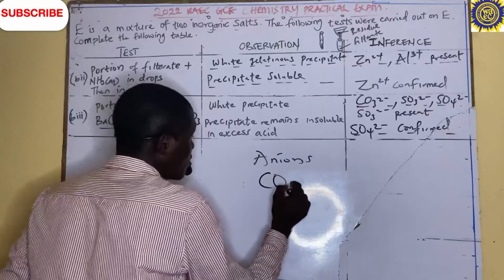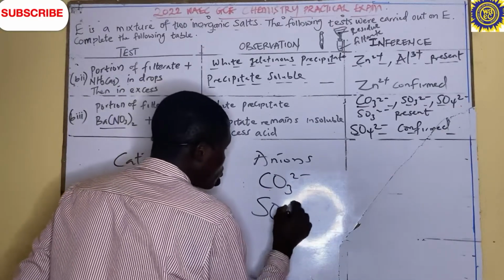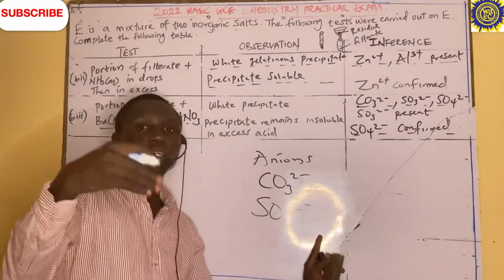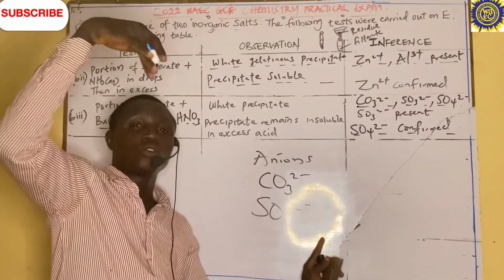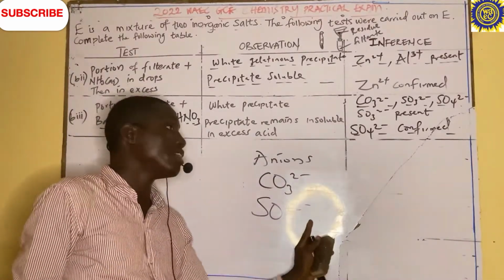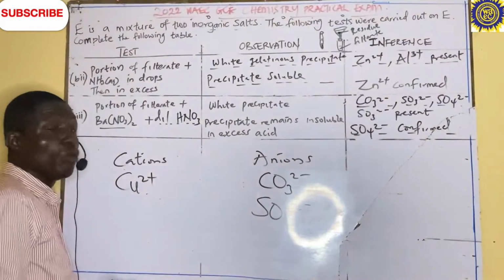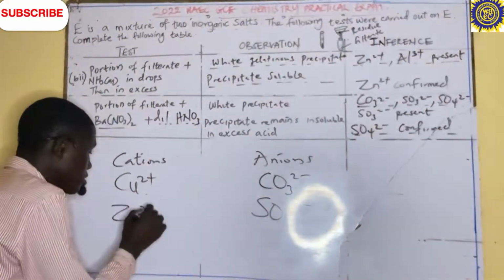Now, these anions: CO3 2 minus, and the second anion that was obtained is SO4 2 minus. So these are the anions that were confirmed from the experiment: CO3 2 minus, from which CO2 evolved, and SO4 2 minus, which was confirmed with dilute acid. And the cations confirmed in this experiment are Cu2 plus, the blue precipitate, and the white gelatinous precipitate, zinc 2 plus.